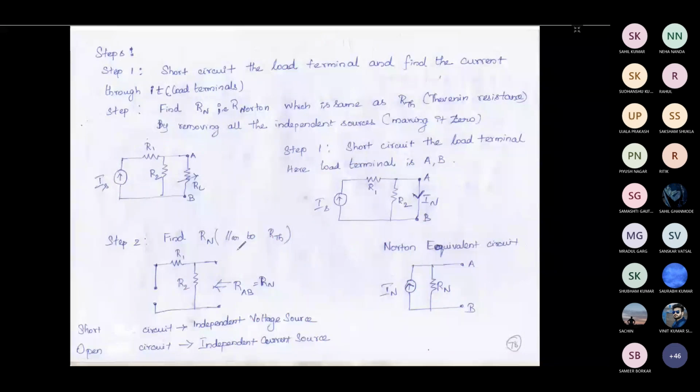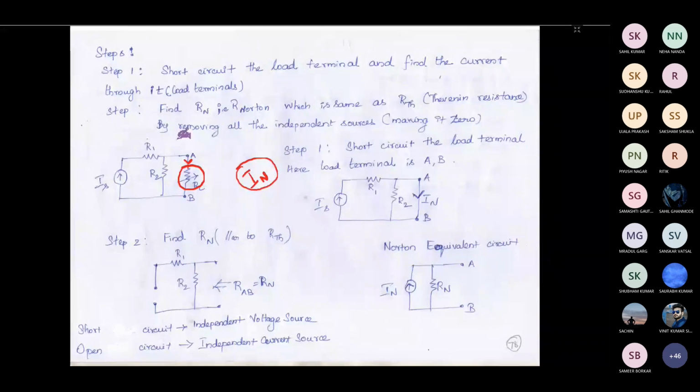Consider that this is a source, this is the circuit. In this circuit we need to find the current through this RL or voltage across this RL. So the first step here in this circuit is to find the Norton current. So how to find the Norton current? We have to short circuit the load terminals.